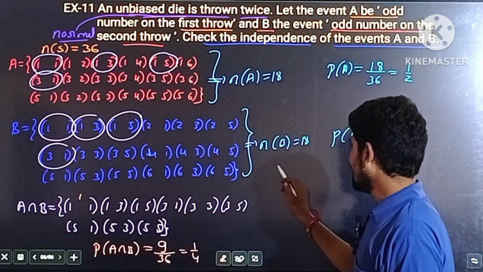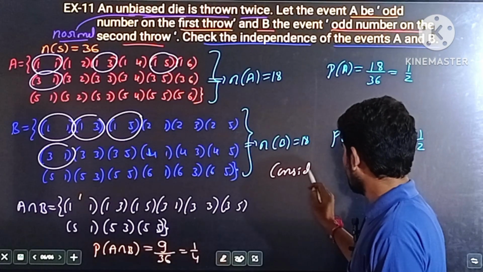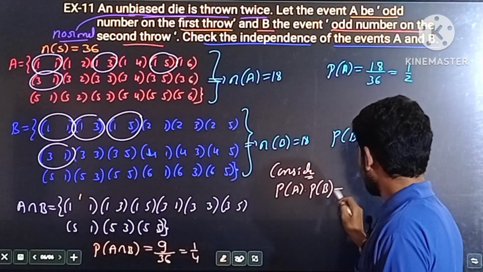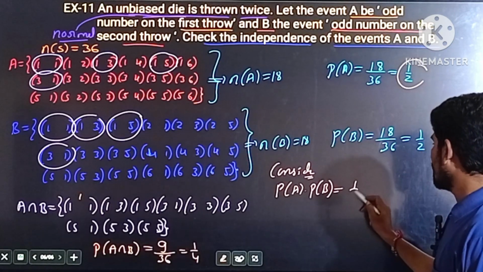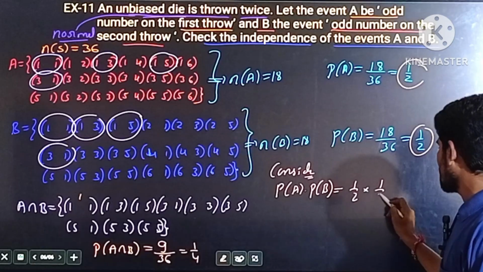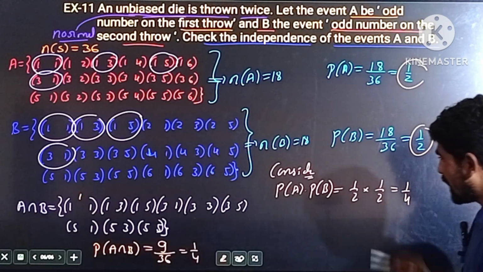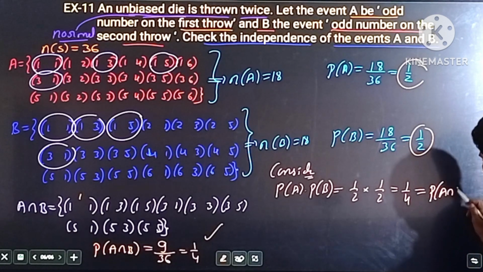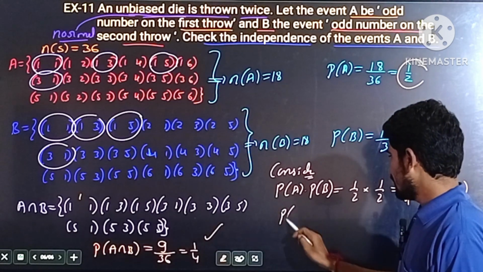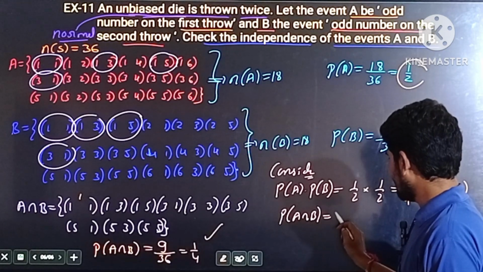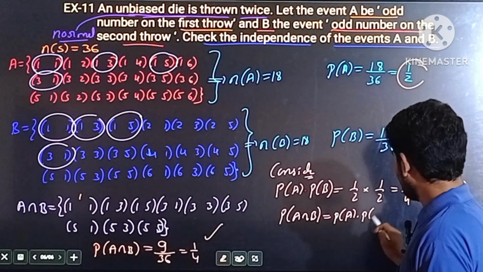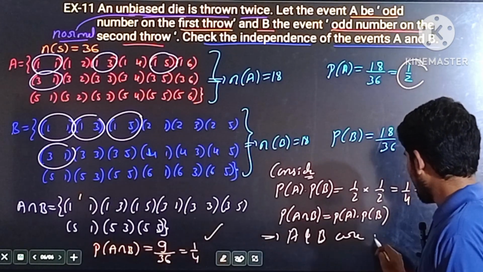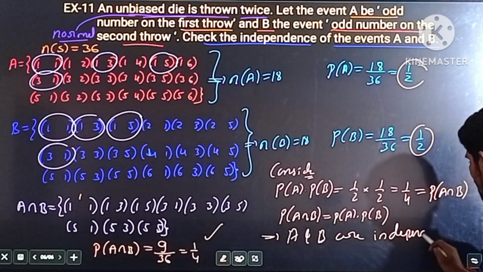Now, how to identify the independence? Consider probability of A times probability of B, which is equal to probability of A, 1 by 2, times probability of B, also 1 by 2, which is equal to 1 by 4, and this is equal to probability of A intersection B. So since probability of A intersection B equals probability of A times probability of B, it implies the given two events A and B are independent events.